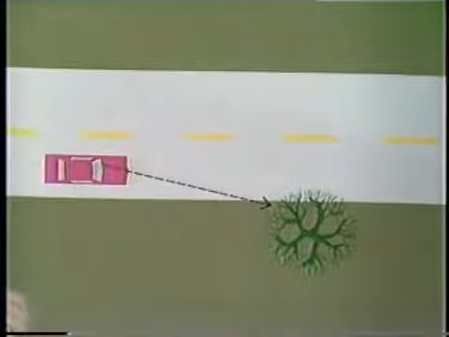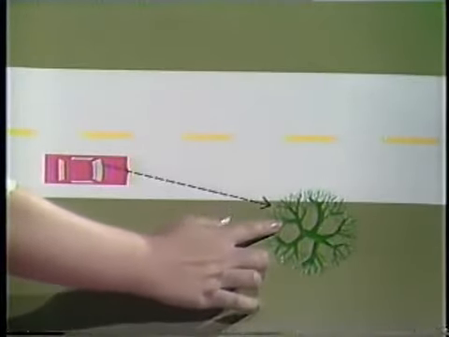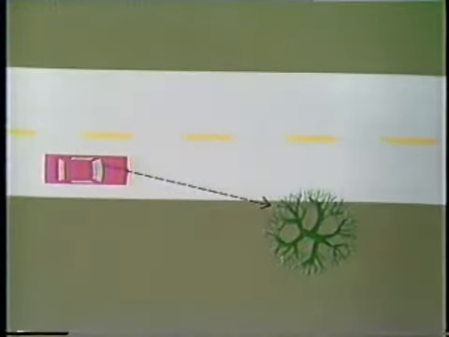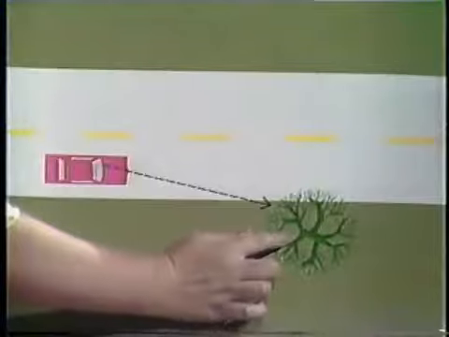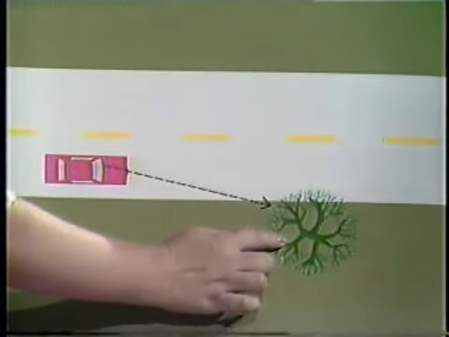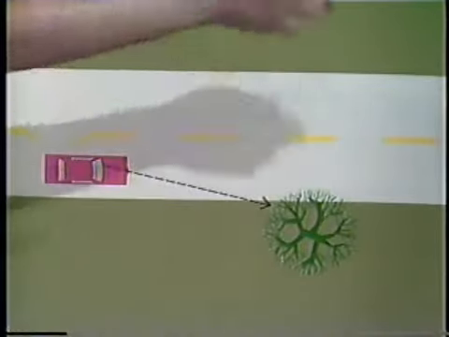Now, how do we know that we're looking 12 seconds ahead? Well, if we look at a fixed object and then begin to time ourselves, 1001, 1002, all the way up to 12, you should not reach that object before you get to 12. If you do, then you're not really looking 12 seconds ahead of yourself.